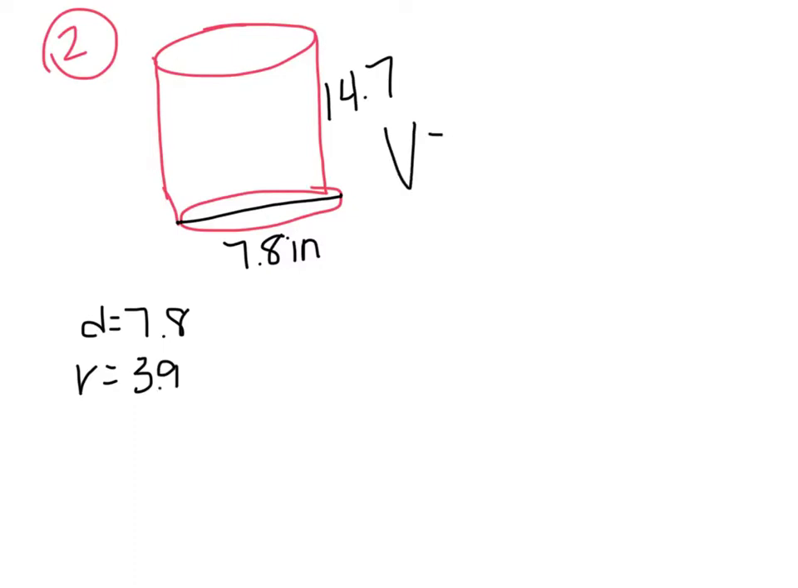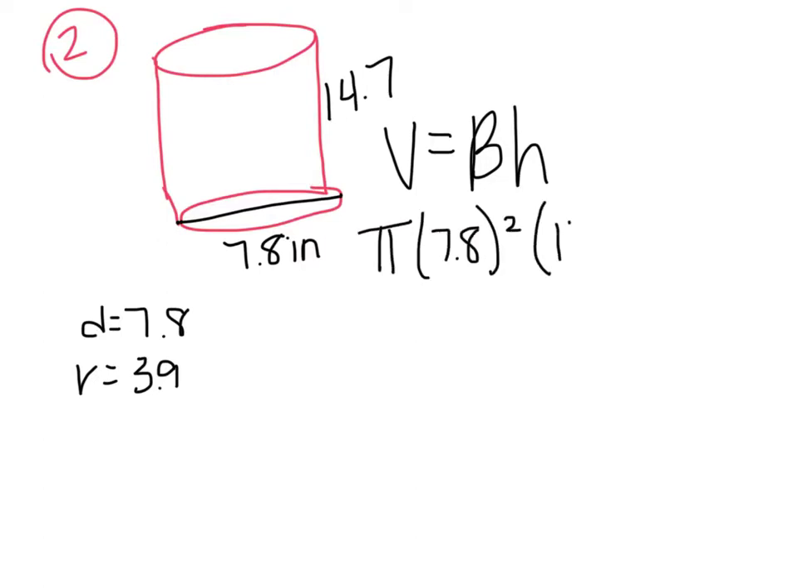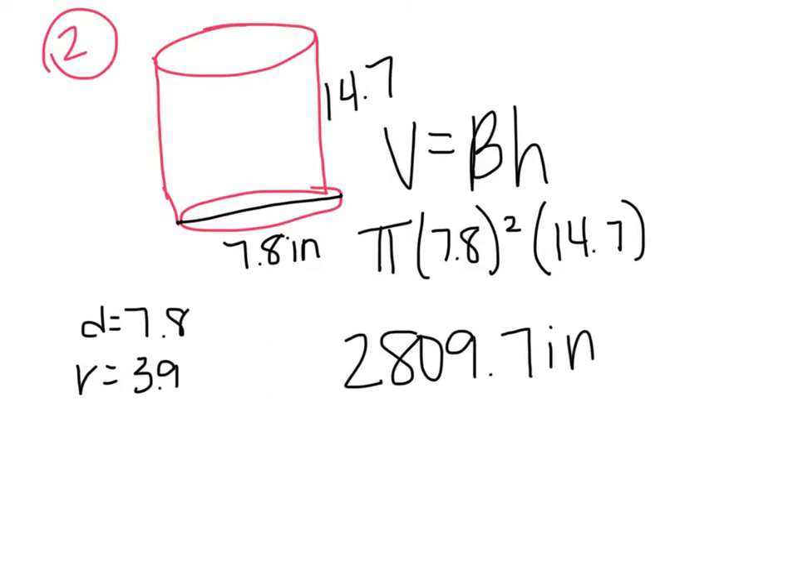So volume equals area of the base times the height. Area of the base is pi r squared, so pi times 3.9 squared times 14.7. So 3.9 raised to the second power times 14.7 times pi is 2,809.7 inches cubed.